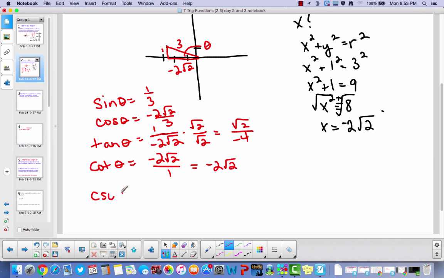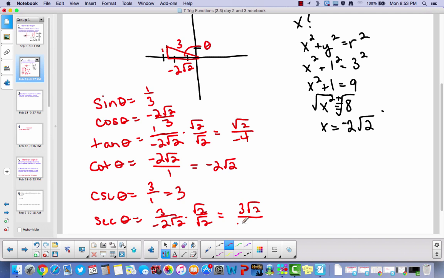Cosecant of theta is the reciprocal of sine. So it's 3 over 1, which is 3. And secant of theta is the reciprocal of cosine, so it's 3 over negative 2 square roots of 2. Again, we have to rationalize, so we multiply top and bottom by the square root of 2, and we get 3 square roots of 2 over negative 4, which is negative 3 square roots of 2 over 4. That's the reciprocal of that one.